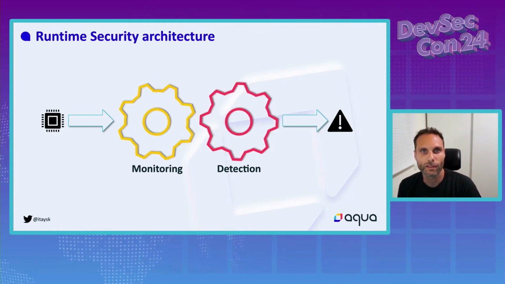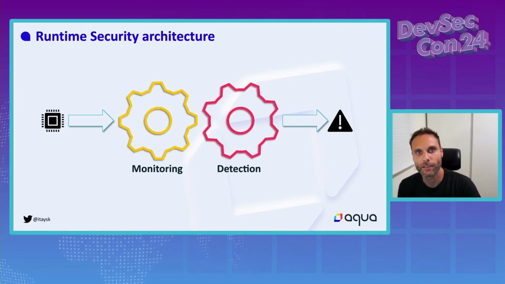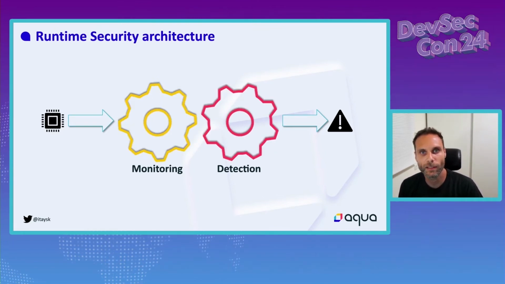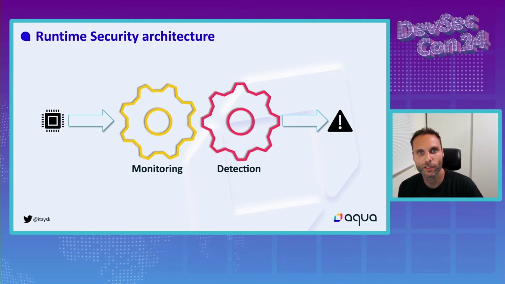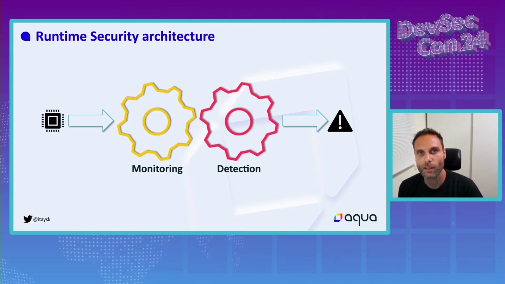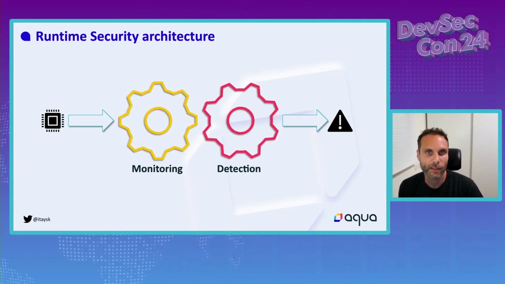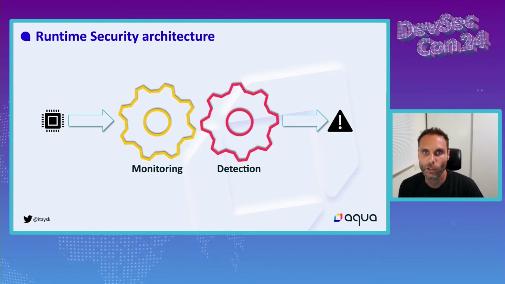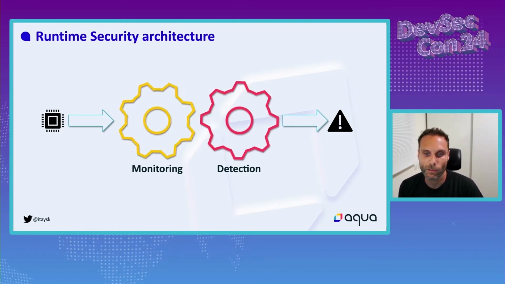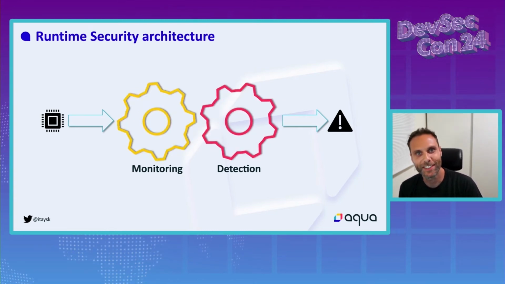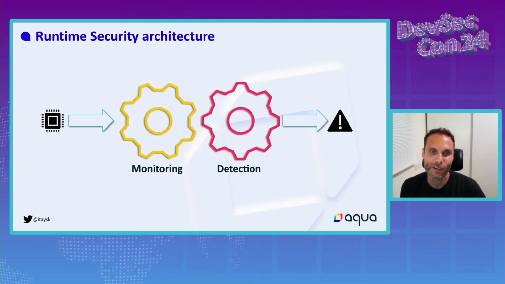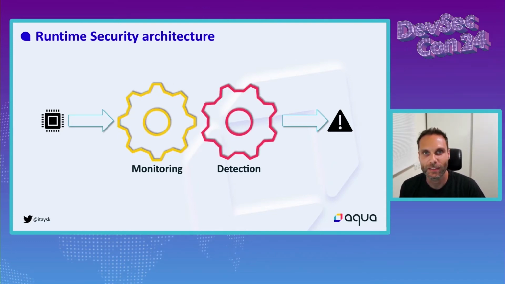There are rules that we ship with Tracee. You can write your own rules as well, but basically you give it something to look for. You teach it what a suspicious pattern might look like, and then it looks for those patterns within the stream of incoming events. This is a very high level overview of Tracee or a runtime security solution.